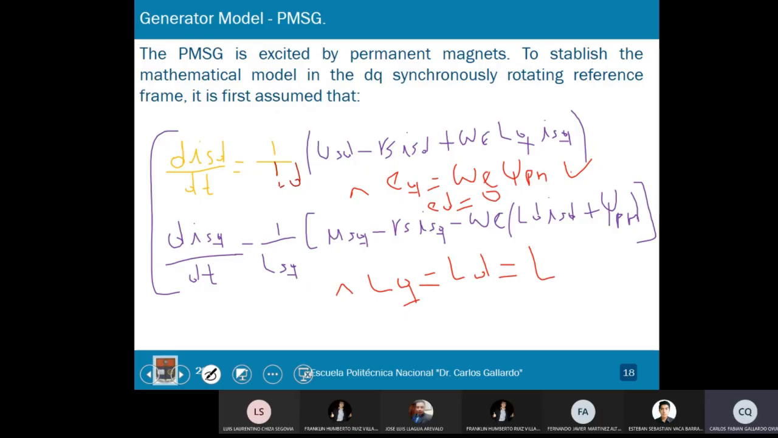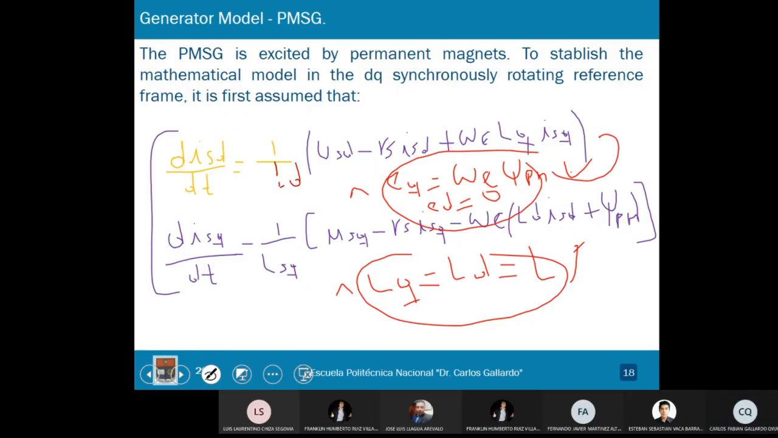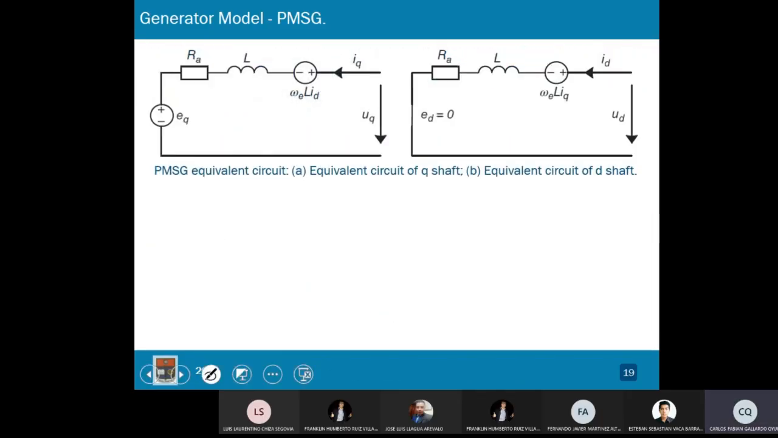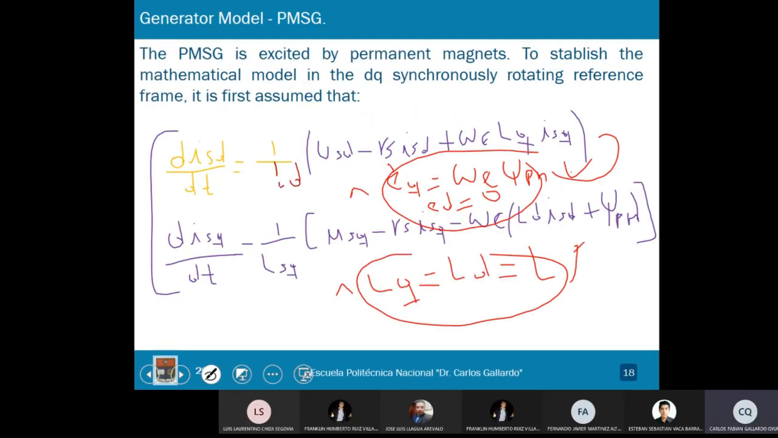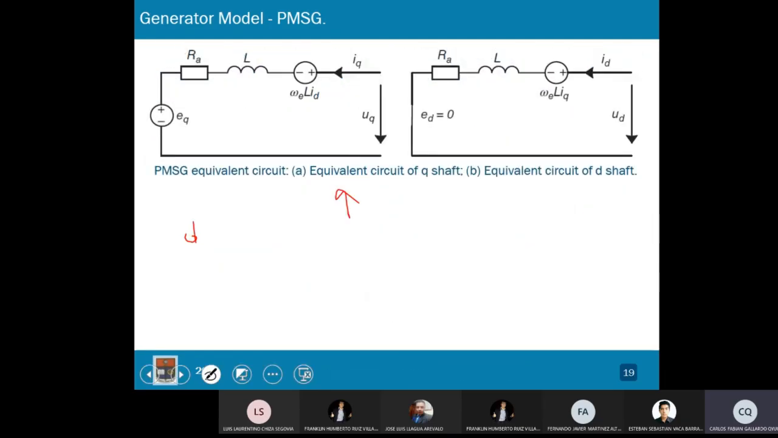Therefore, I will replace this and this in these equations. And finally, I will get the dynamical model of the permanent magnet synchronous generator. So this is the equivalent circuit of the permanent magnet synchronous generator on the DQ synchronously rotating reference frame. So I will have here the two equations, substituting in this equation and taking out the common factor, I will get the equivalent circuit.